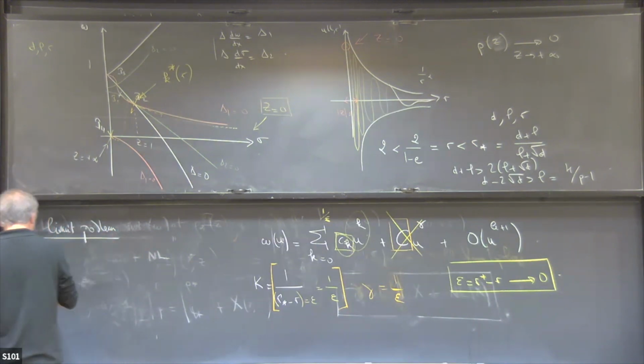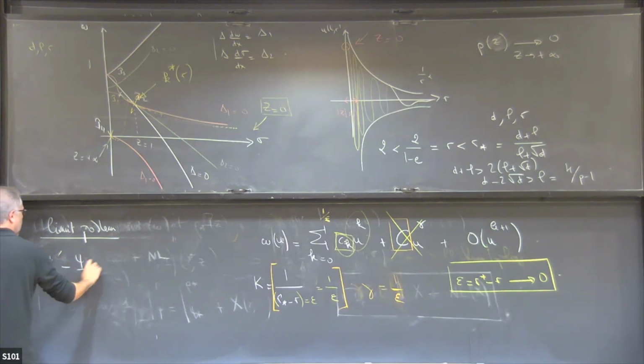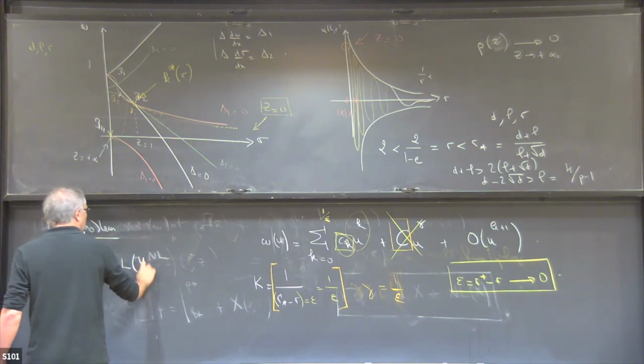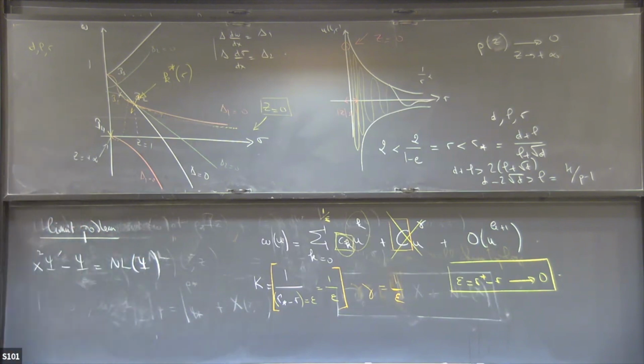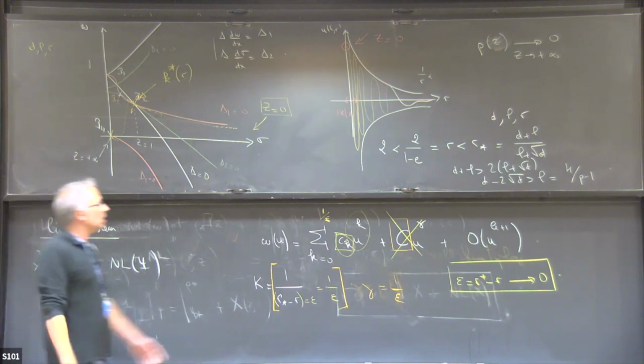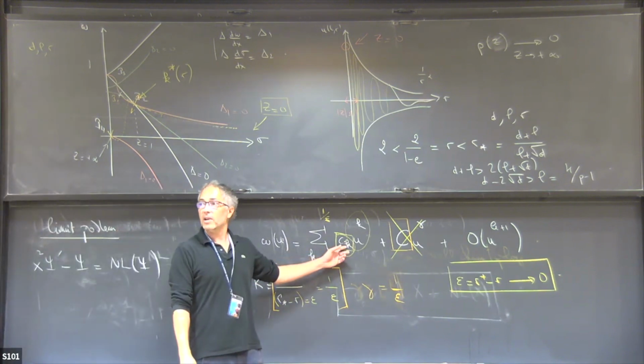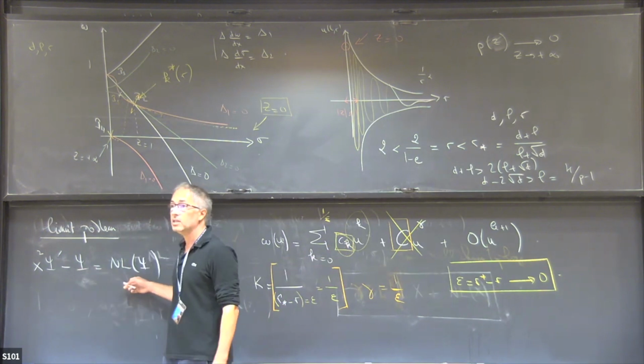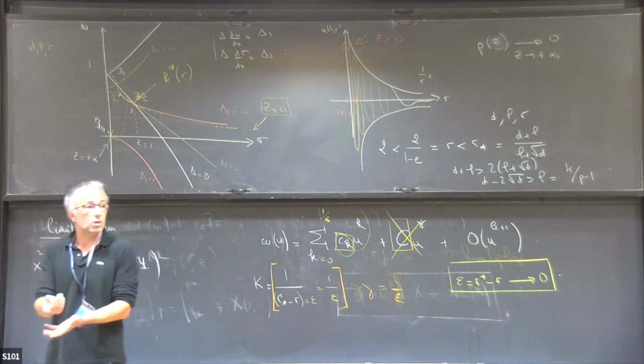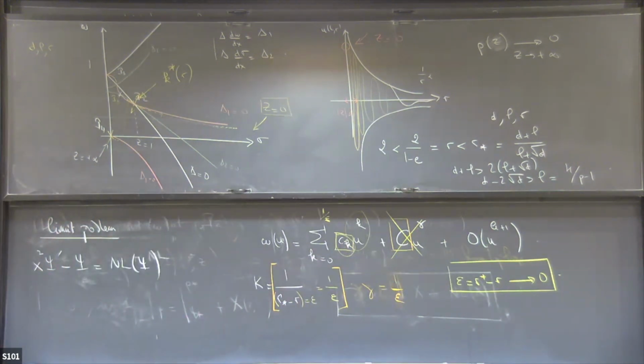The limit problem is typically an ODE like x psi prime minus psi is non-linear psi, maybe that's a square. In some sense, this means that the coefficient here as a function of epsilon can be directly related to the expansion of this guy as epsilon goes to 0. Okay, this is very easy. You can see how one goes from the other.